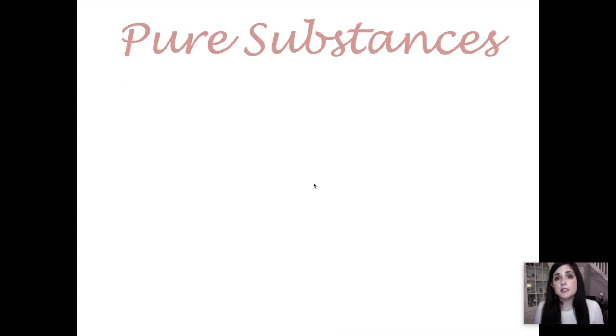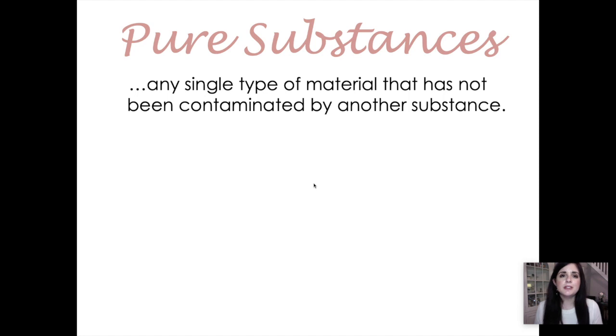Pure substances, like we said, a pure substance is any single type of material. It has to be just one thing. So any single type of material that has not been contaminated by another substance. So I really don't have any pure substances around me because it's very difficult to find a pure substance of something. It's not been contaminated.